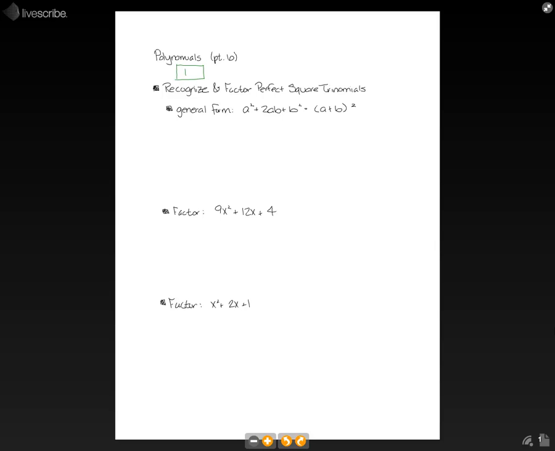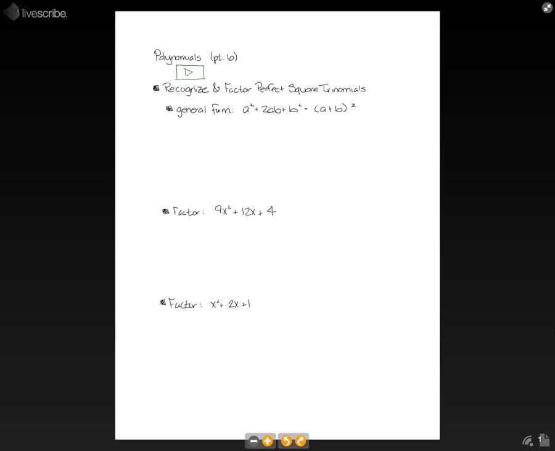In this video, we will continue talking about polynomials, particularly recognizing and factoring perfect square trinomials. So, a perfect square trinomial is of the general form a squared plus 2ab plus b squared, where the middle term, usually the linear term, is going to be twice the product of the square root of each of the two terms next to it, so the a term and the b term, which is kind of confusing, but it'll make sense when we work some of these out.